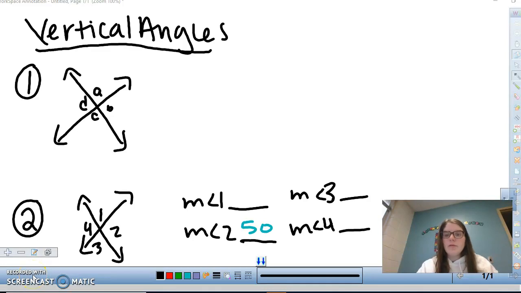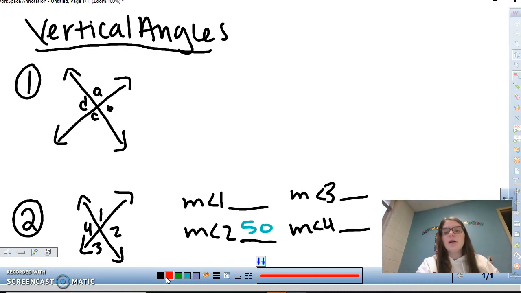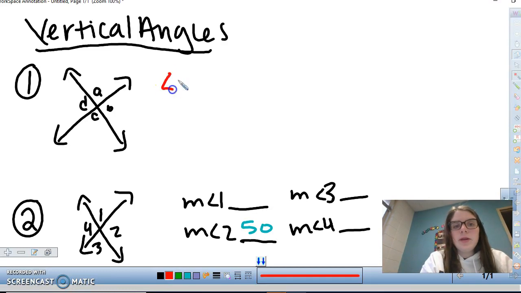Okay, so we've talked about vertical angles a little bit already. Vertical angles, you have to have two intersecting lines, and then they're opposite of each other. So here, my vertical angles would be angle A and angle C, because they're across from each other. And then angle D and angle B.